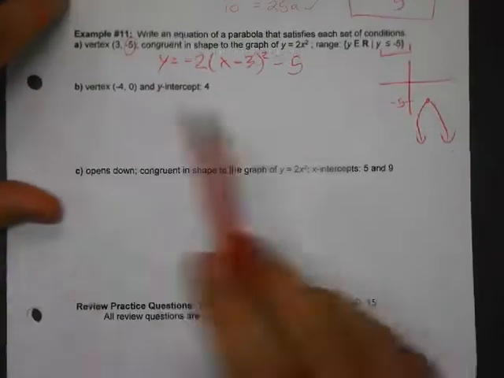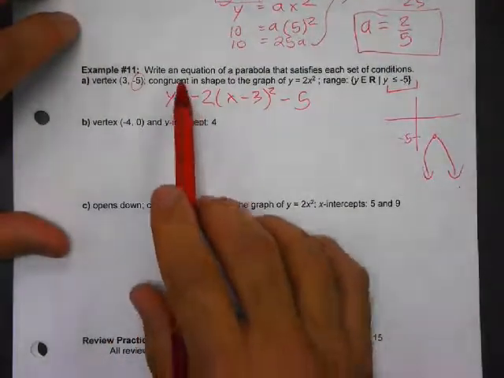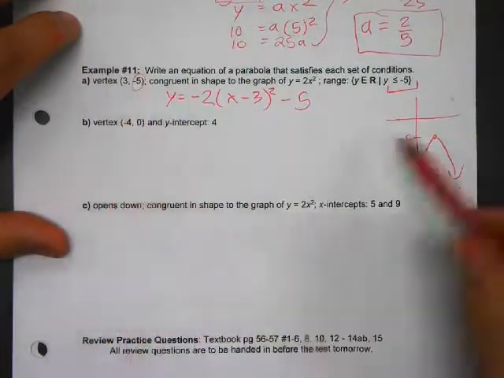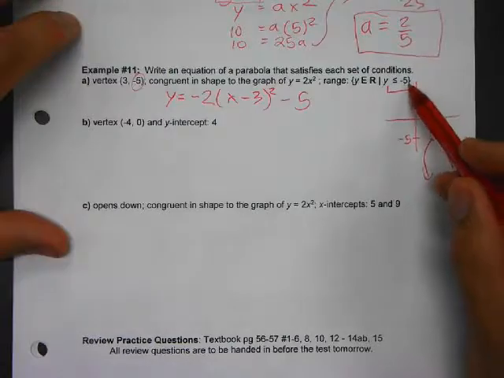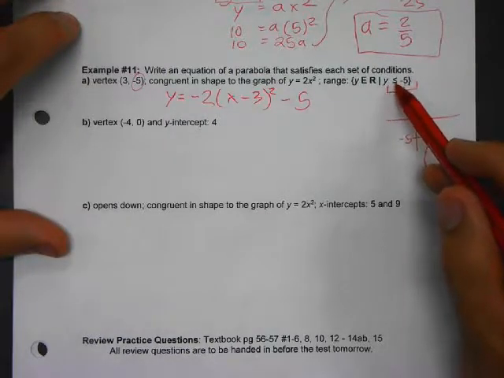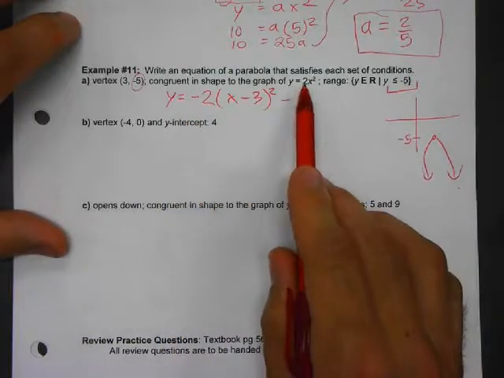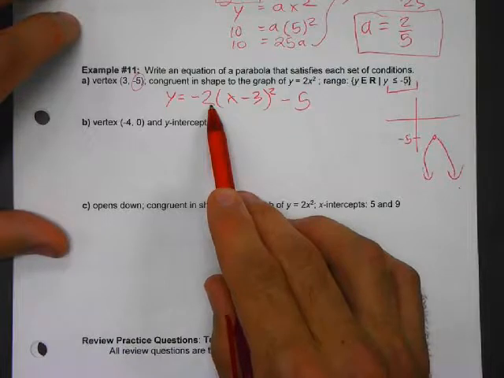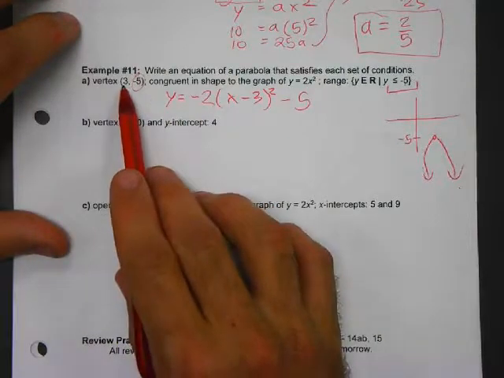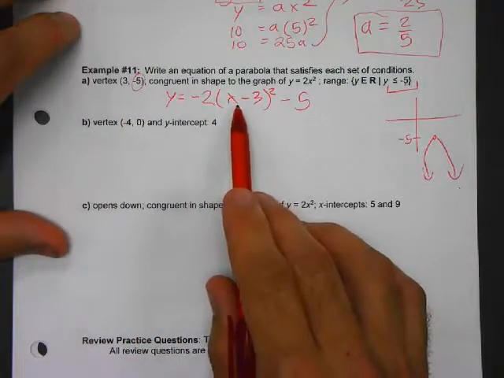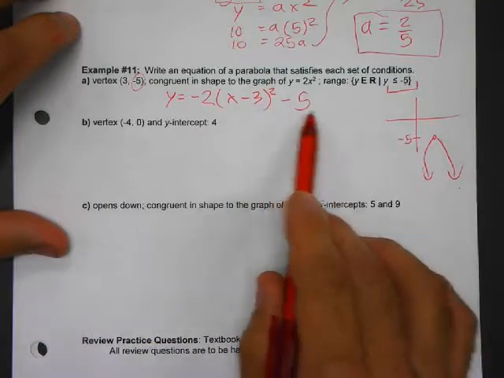Okay, in case I wasn't recording, recap here. This means it opens down because the biggest that y could ever be is -5. y is always smaller than or equal to -5. So I put a negative sign there. The shape's the same, so 2 goes here. That makes the shape the same. The vertex is at (3, -5), so I put a -3 there and a -5 there.